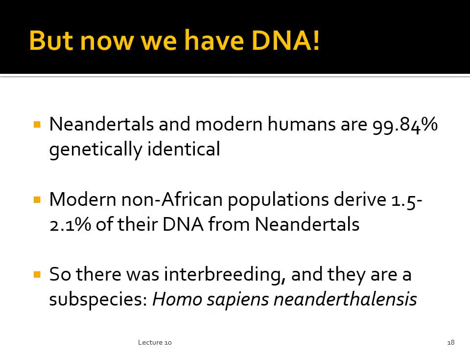DNA analyses show that Neanderthals and modern humans are 99.84% genetically identical, which is certainly close enough to belong to the same species. Also, we have several fossils and ample DNA evidence of interbreeding. Modern non-African populations have 1.5 to 2.1% of their DNA originating from Neanderthals, which suggests that interbreeding took place soon after modern humans migrated out of Africa. We'll return to these issues next lecture.